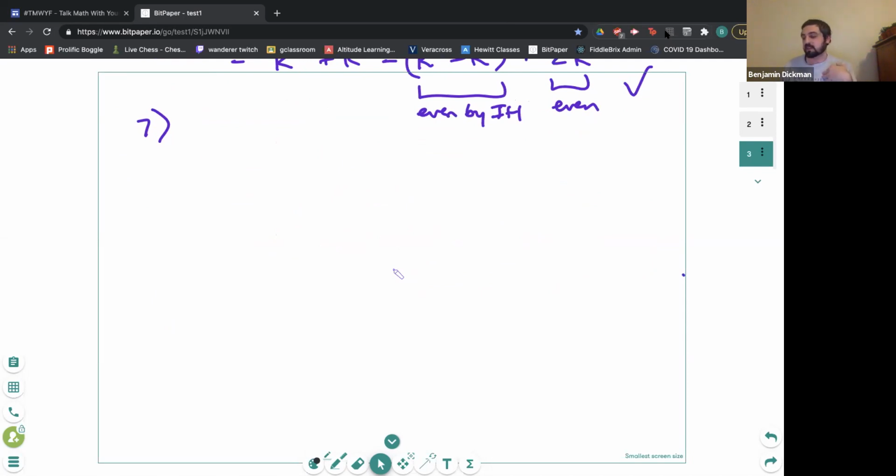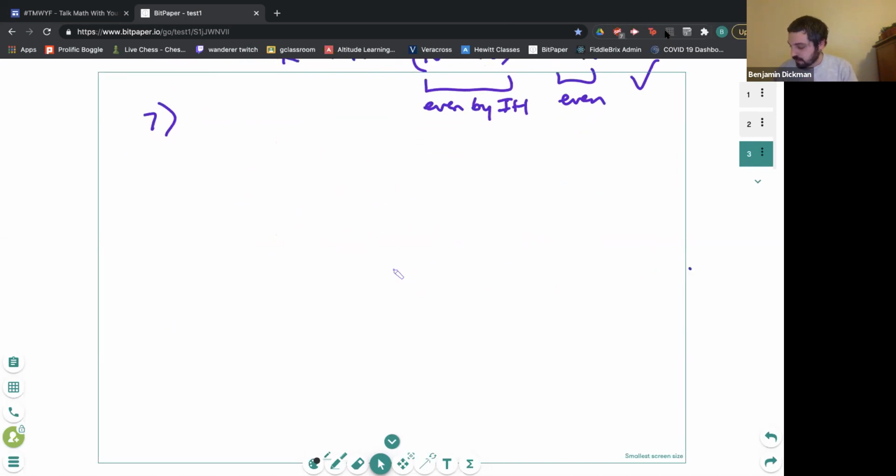Something that fascinates me about this question is that there are at least 2 ways of representing it. There's really a third, but maybe I won't get into it too deeply. The original question says that n squared minus n is even. And remember, even means is a multiple of 2.